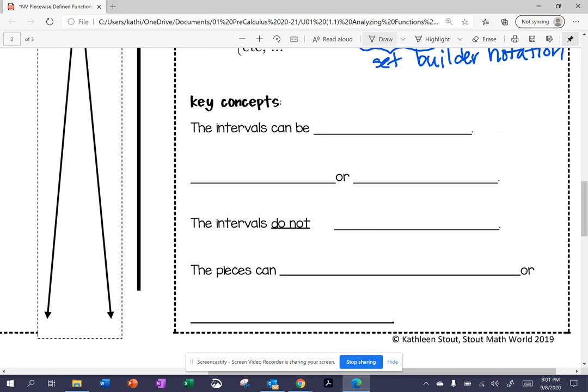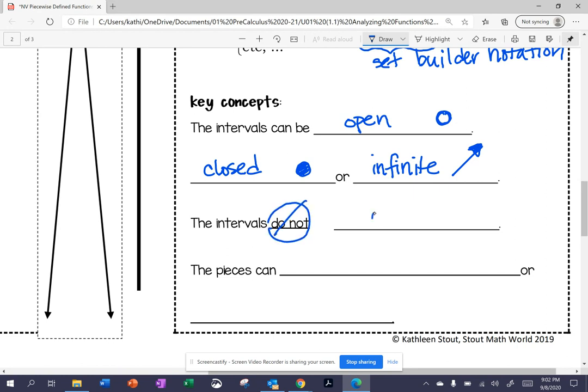Some concepts with intervals. Intervals can be open, so we have an open circle. They can be closed, so we show that with a closed circle, or infinite, which I show with an arrow. What intervals do not do is overlap. And the pieces can connect or not be connected.